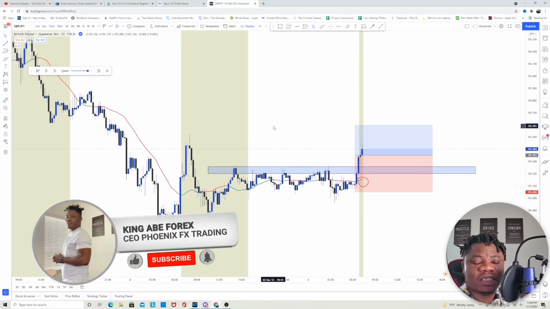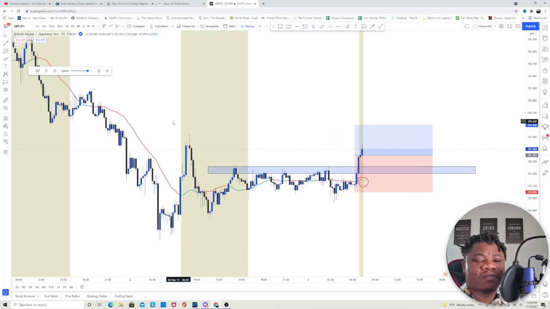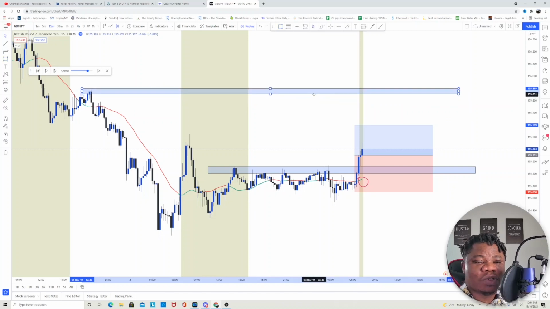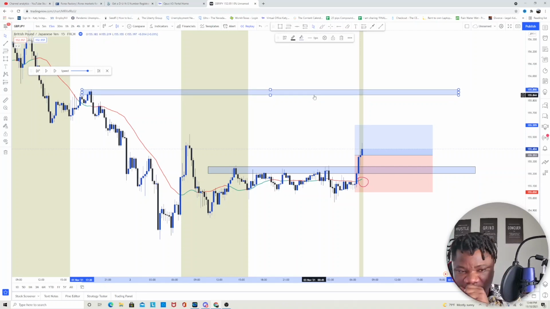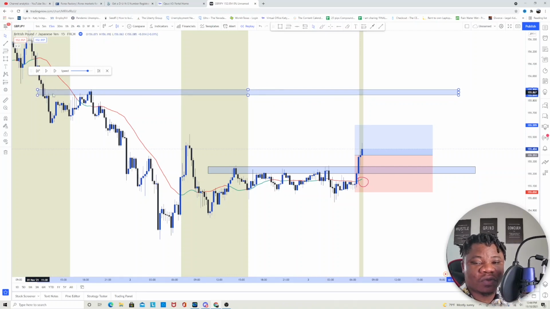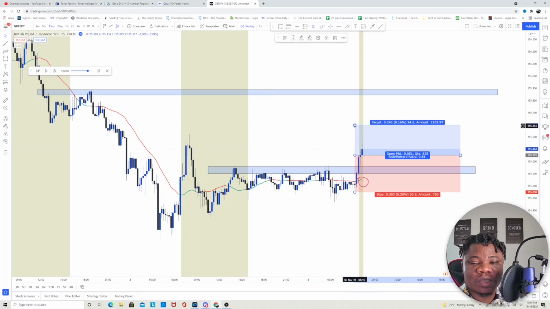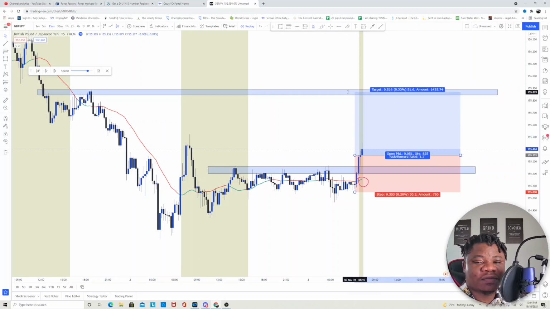And when it comes to our take profit zone, all I have to do is figure out where my previous high is, looking at the previous Asia and London session. And I see that I could potentially target this zone here, because I always say this all the time, we're trading from zones to zones. That's all we're doing. So we have our take profit target right over here.